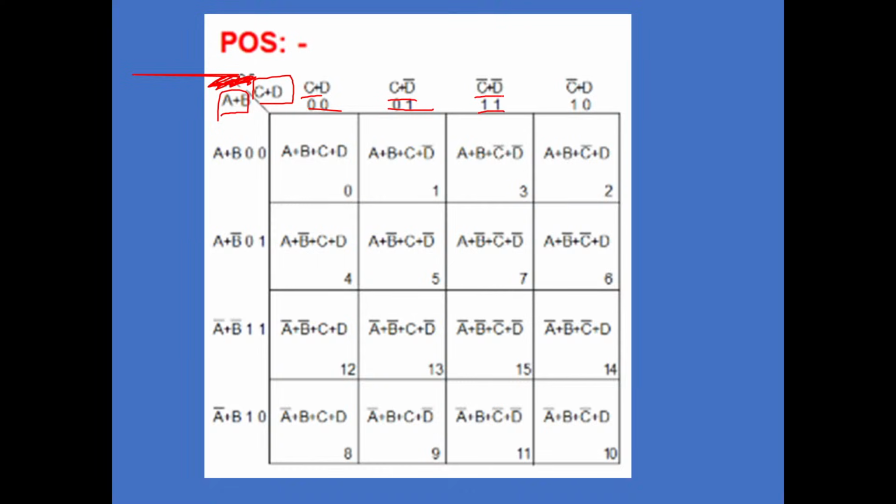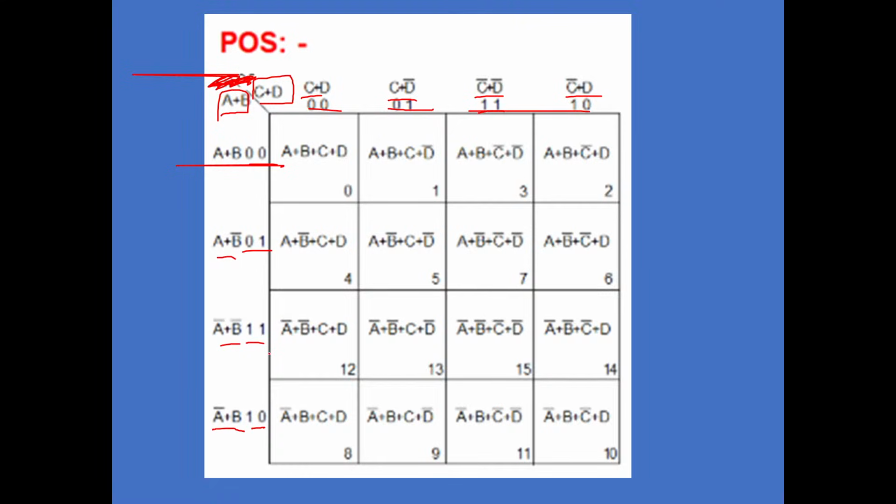1 1 means C bar plus D bar. 1 0 means C bar plus D. Here 0 0 means A plus B. 0 1 means A B bar. 1 1 means A bar plus B bar. And 1 0 means A bar plus B.